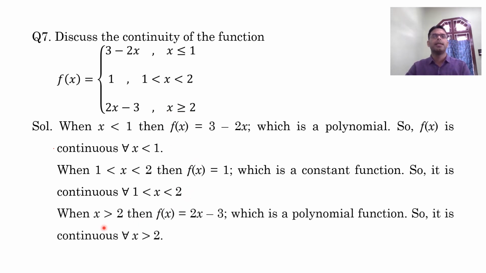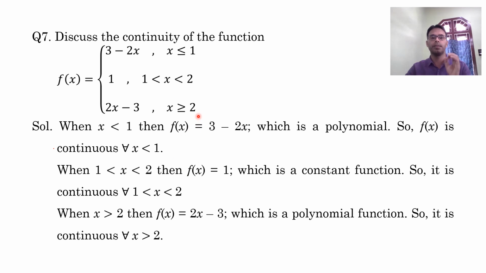Next, in the third branch, when x is greater than 2, f(x) is equal to 2x minus 3, which is a polynomial function. So it is continuous, since a polynomial function is continuous for all x greater than 2. For all those points which are greater than 2, like 3, 4, 5, 6, 7, 8, there are also fractional points.